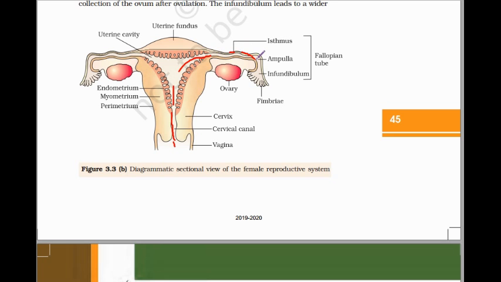This is the ampullary junction. Okay, it reaches up to here. This ampulla is part of the fallopian tube. Here the ovum, or oocyte, is also released from the ovary, transported through the infundibulum and reaches the ampulla. And between the isthmus and ampulla, at this junction, fertilization takes place. So fertilization can occur only if the ovum and sperm are transported to this isthmo-ampullary junction. The process of fusion of sperm with ovum is known as fertilization.